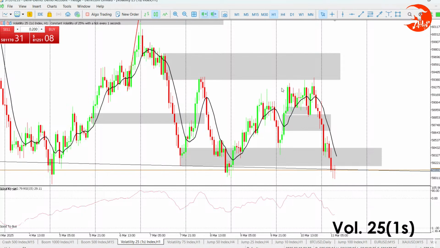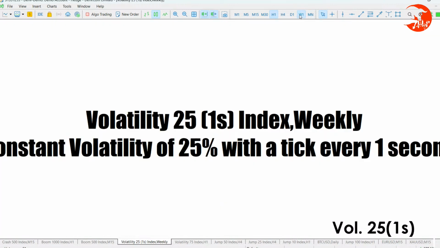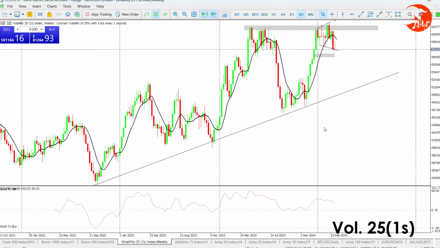Delete that. But what was more important was to understand that price was in a range. Go up there and then come down. That was what was most important. So delete that and now let's get to weekly. Let's see what weekly is saying. Weekly saying we are selling, so the general trend is a sell.